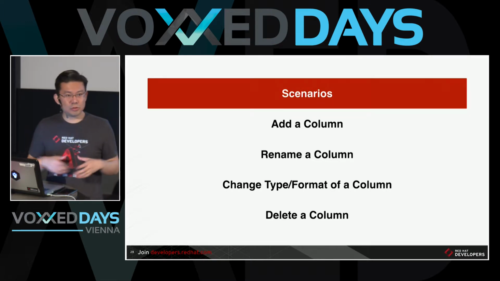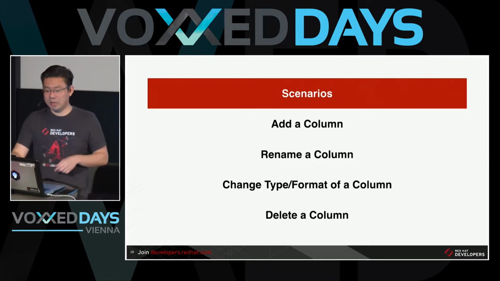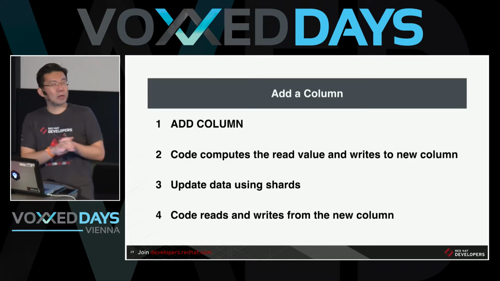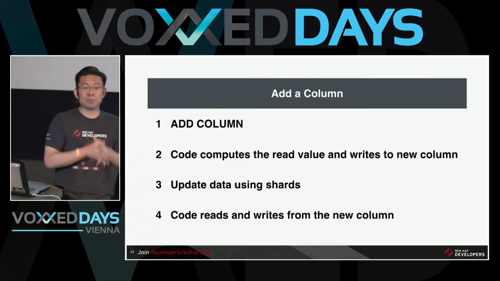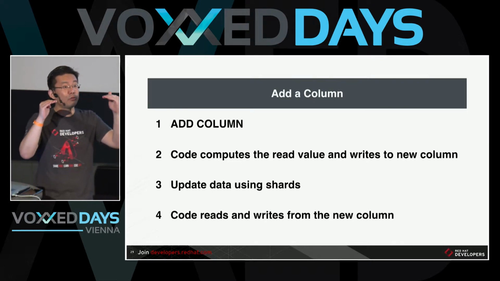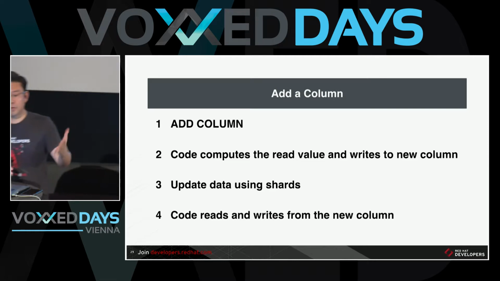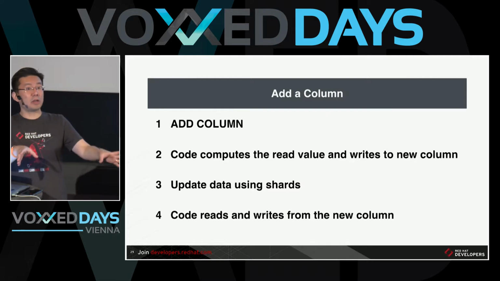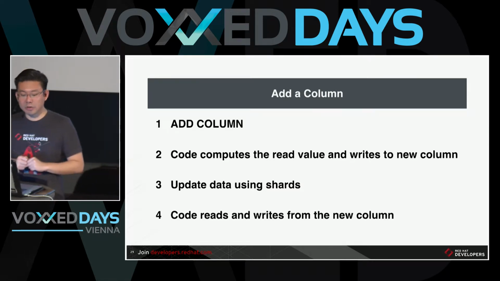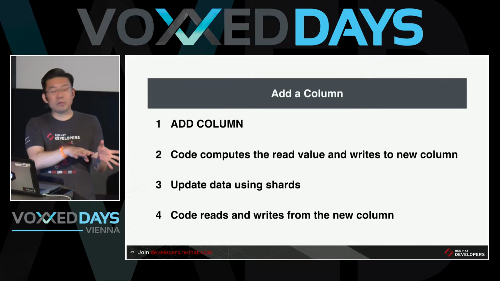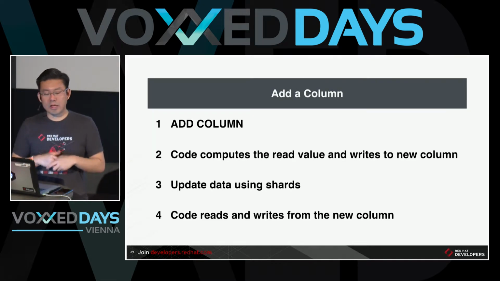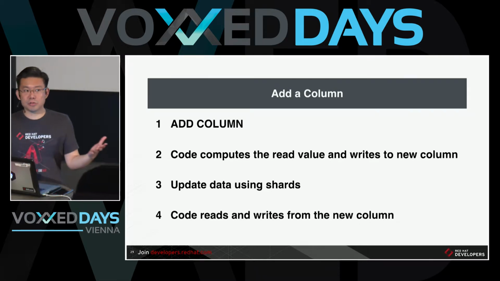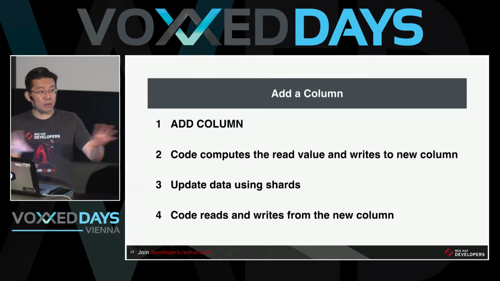So what do you need to do if you want to create zero downtime migrations to add a column? First, each one of these numbers, 1, 2, 3, and 4, are different steps that you need to apply to your database, each one in a different version of your software. So first version, if you want to add a column, you're going to add a column, and you're not going to use the column yet. In the second version of your application, your code is going to compute the read value and then write to the new column. Because you can have a default value, or maybe the value that you're storing on the column can be calculated from other columns.